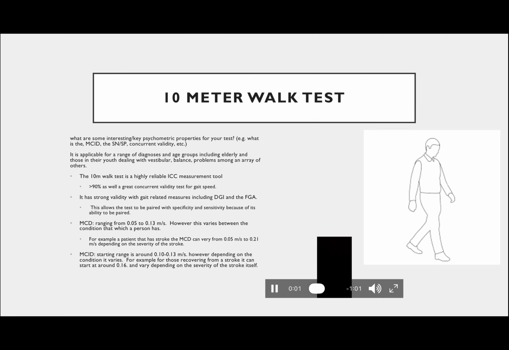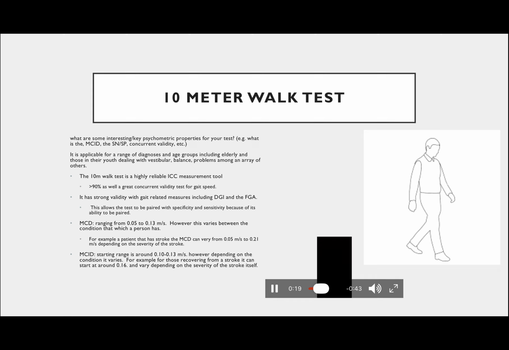The 10-meter walk test is a highly reliable measurement tool, with an ICC greater than 90% when it comes to concurrent validity of gait speed. It has strong validity with other gait measures, which include the DGI and the FGA, which allows it to be paired with these tests to use for specificity and sensitivity.